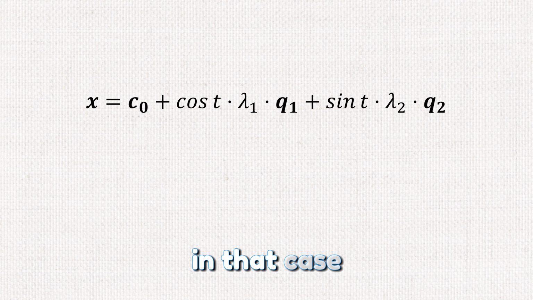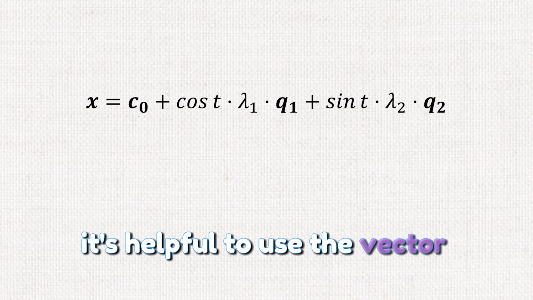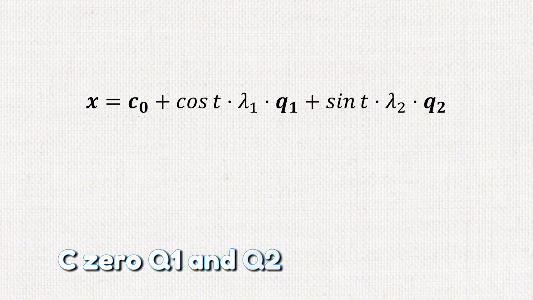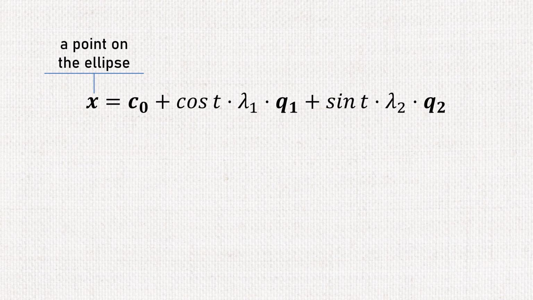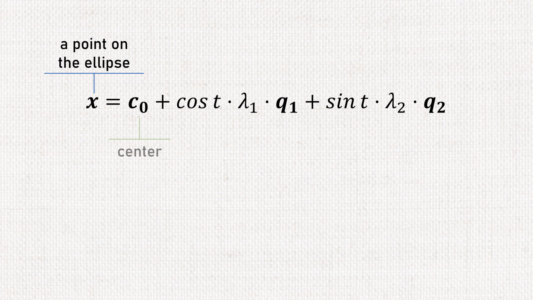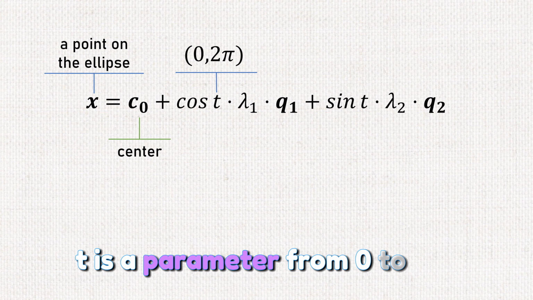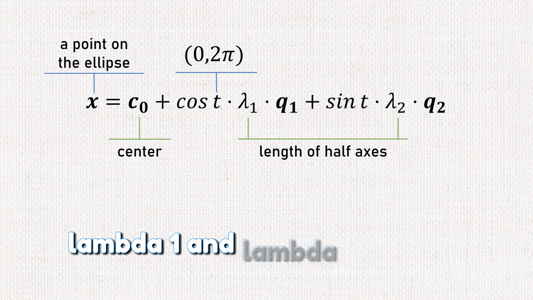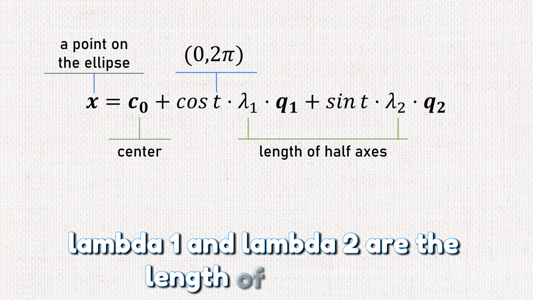In that case, it's helpful to use the vector function formulation. Here, x, c0, q1, and q2 are all vectors. Specifically, x represents any point on the ellipse. c0 is the center. t is a parameter from 0 to 2 pi. Lambda 1 and lambda 2 are the lengths of half-axis.